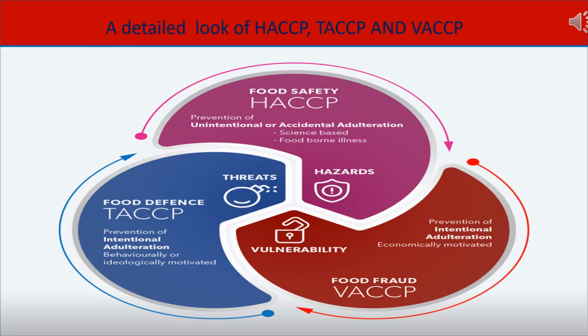Let's take a detailed look at HACCP, VACCP and TACCP. HACCP always focuses on food safety and hazards. It is used for the prevention of unintentional or accidental adulteration. It is a science-based system, and it is used to prevent foodborne illness. VACCP always focuses on food fraud and vulnerability. It is used for the prevention of intentional adulteration.